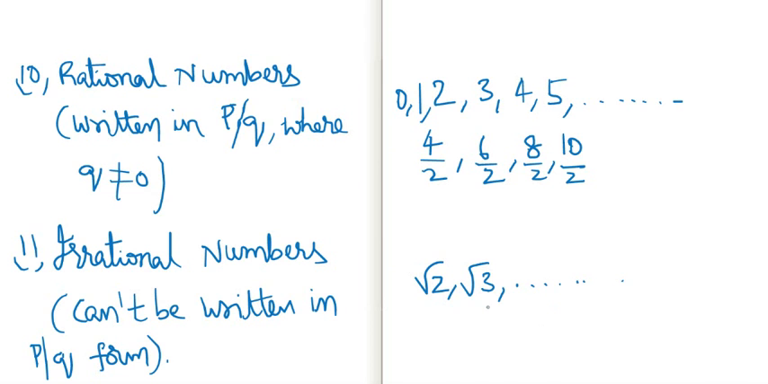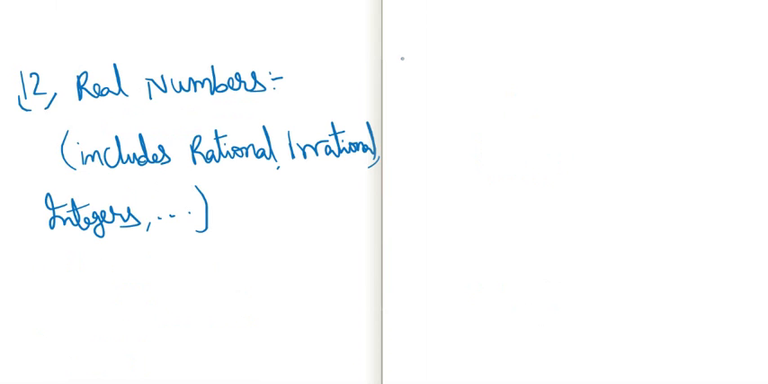And the last one is real numbers. Real numbers include rational, irrational, integers and so on. Example, 0, 1, -1 and so on.